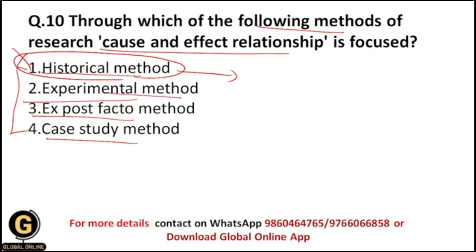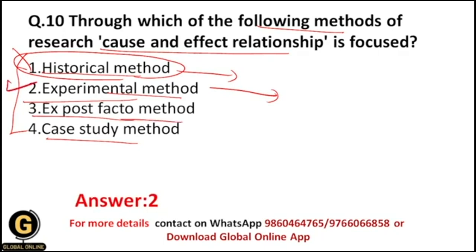In the experimental method, we are going to do the study in a controlled environment. We are going to assess the relationship between the variables, that is independent and dependent, and for that we are going to manipulate the independent variable and we are going to see their effects on the dependent variable. And that's why in the experimental method only you are going to focus upon the cause and effect relationship between the variables, because here you are going to test their relationship, whether there is any relationship over there or not. And that's why the correct answer to this question is second, that is experimental method.